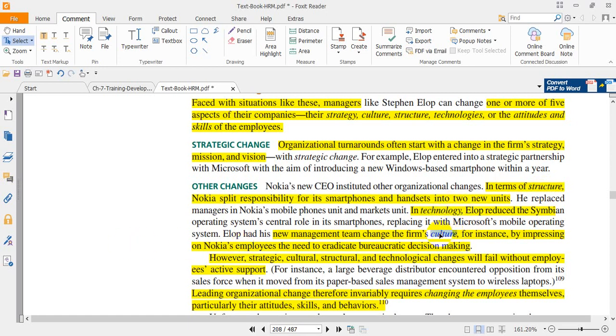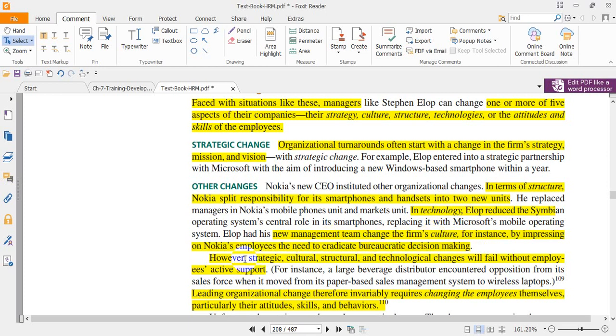And in terms of culture, the new management team changed the firm's culture, for instance, by impressing on Nokia's employees the need to eradicate bureaucratic decision making. This is another cultural change. Bureaucratic decision making is demonstrated in the culture of the company.